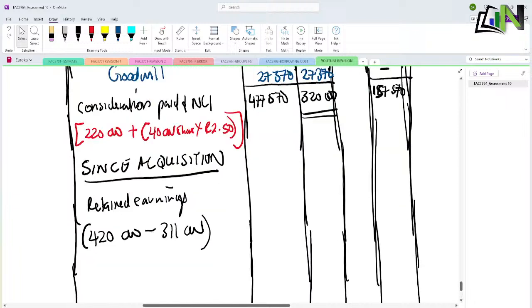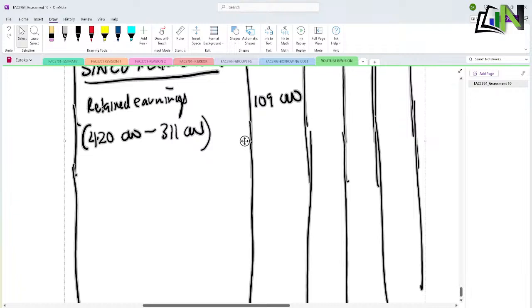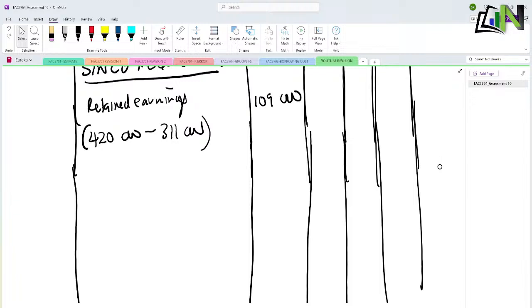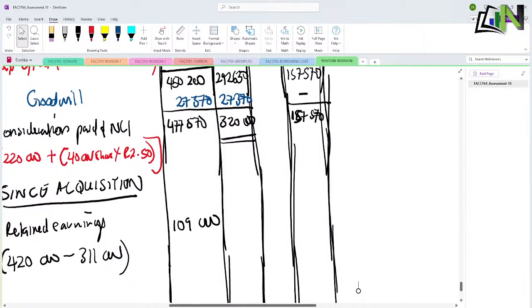Okay, it's back. So then we find the difference. 420 minus 311,000 will give 109,000. The 109,000 is then shared between parent and the NCI times 65 and 35. Now I'm no longer in the at acquisition column. I'm now in the since acquisition column. So everything I'll be doing now will be in the since column. So 7850.